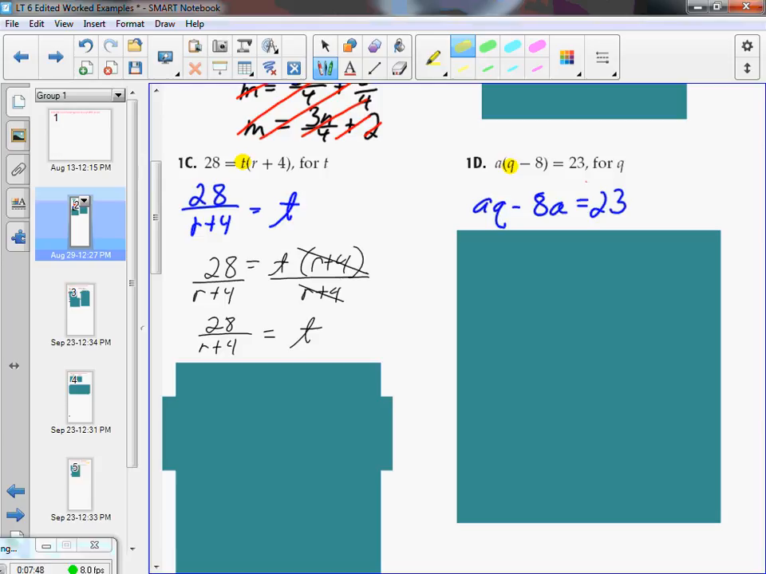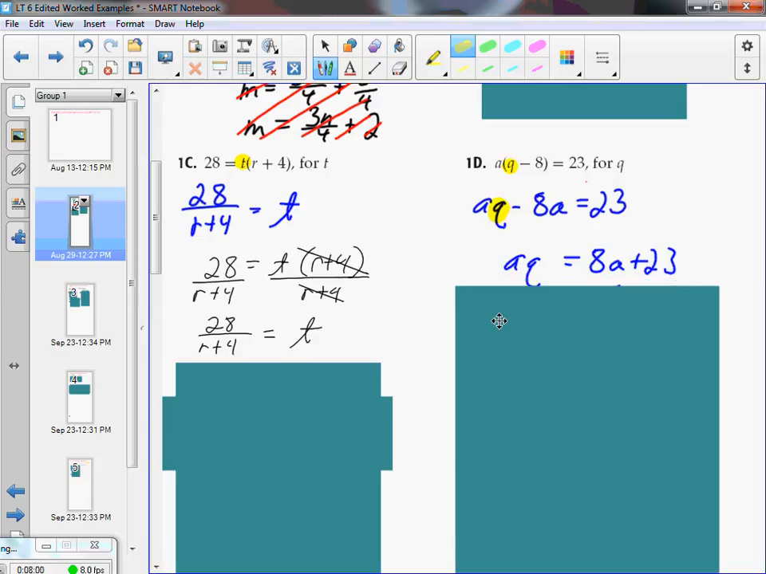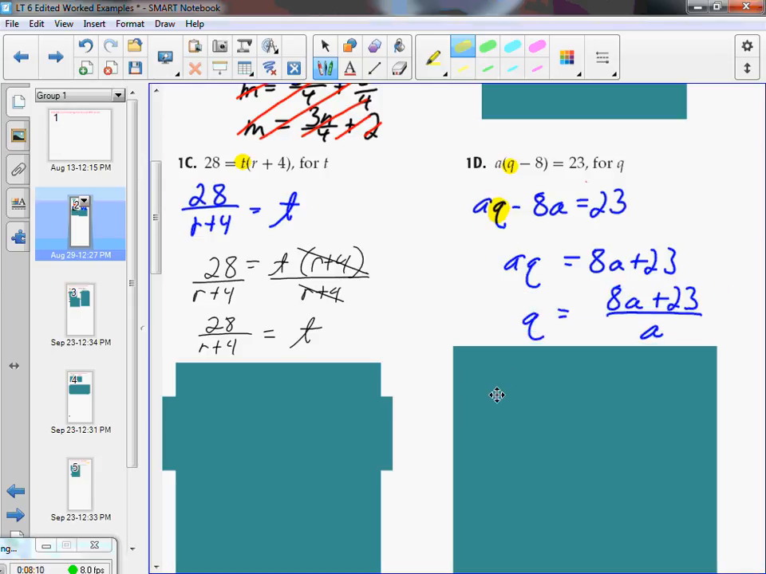All right. But the Q's not trapped once I distribute. Okay. I've only got one Q term. There's the Q. Get that Q term by itself. Add 8A to both sides. How do I get Q by itself? Divide by A. And that's your answer.